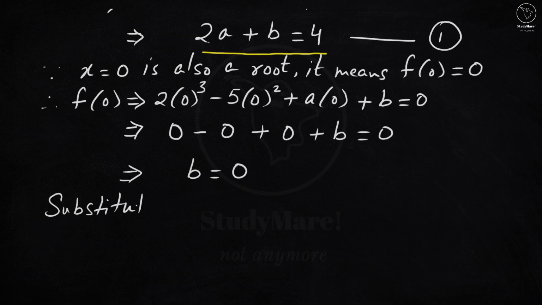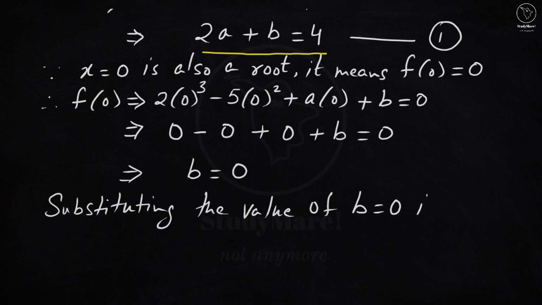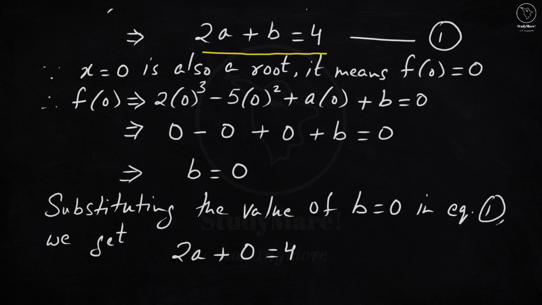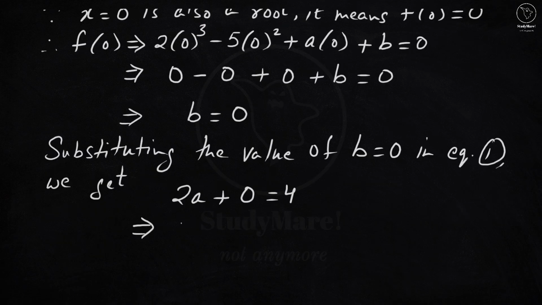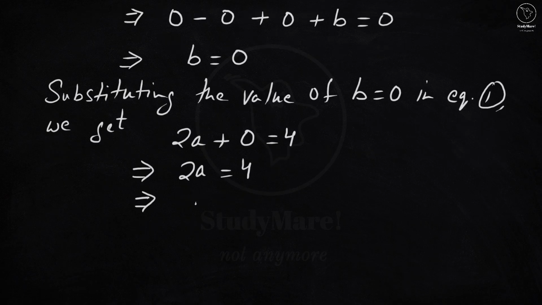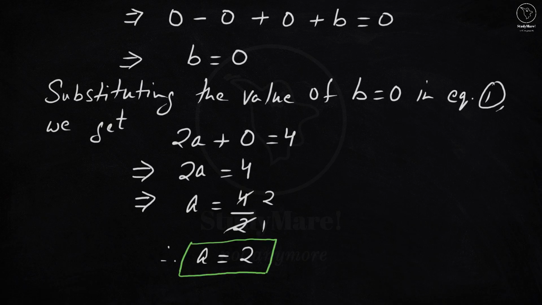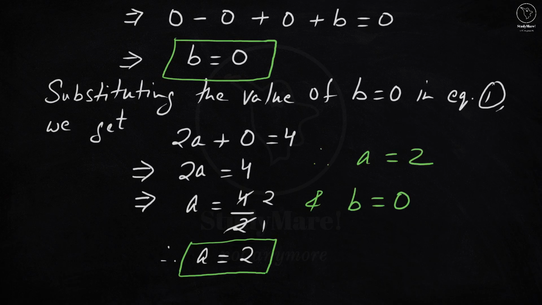Now substituting the value of b is equal to 0 in equation 1, we get 2a plus 0 is equal to 4. Solving it further, we get 2a is equal to 4, which is a is equal to 4 by 2 by cross multiplication. Here 2 cancels out 2. 2 1s are 2 and 2 2s are 4. Therefore, a is equal to 2. We already got the value of b as 0. Therefore, a is equal to 2 and b is equal to 0.